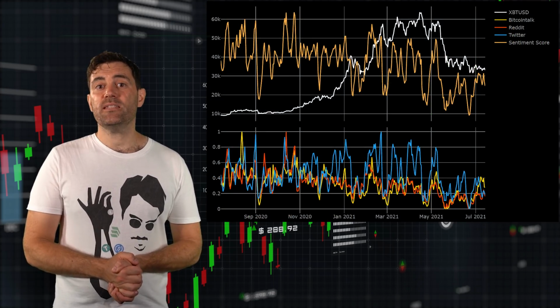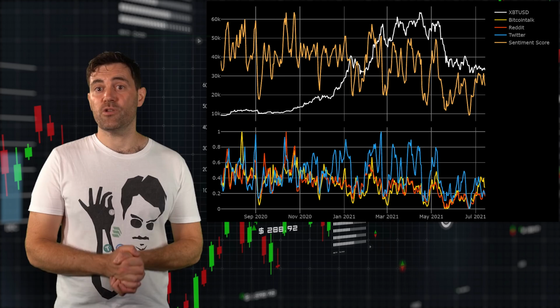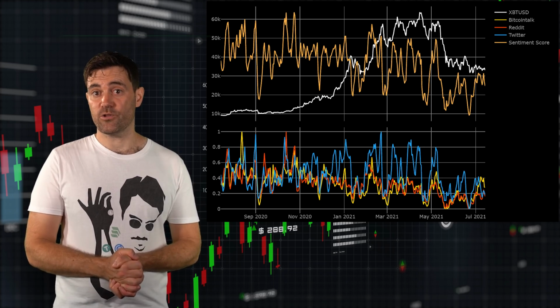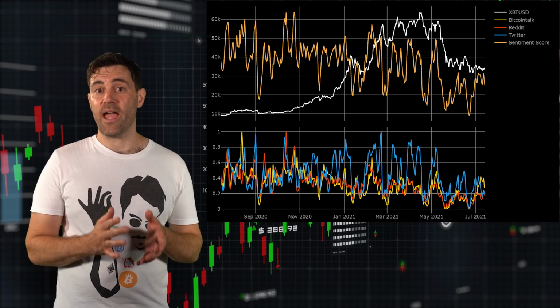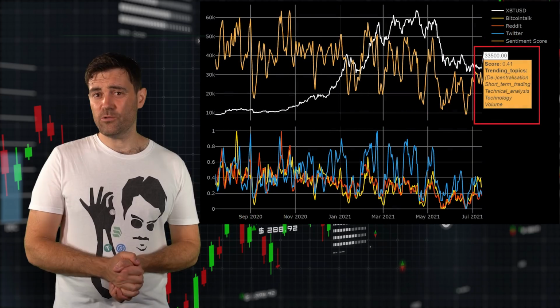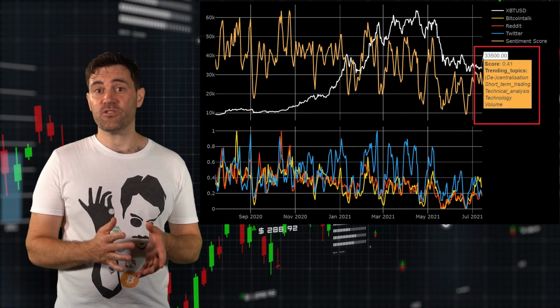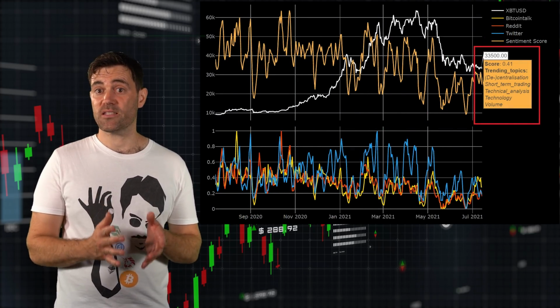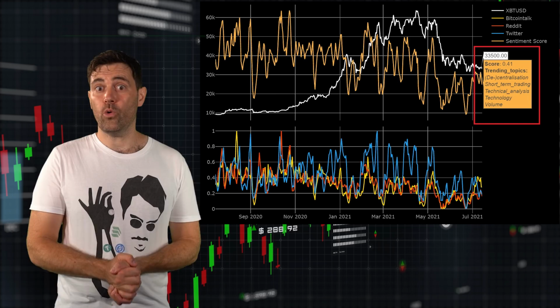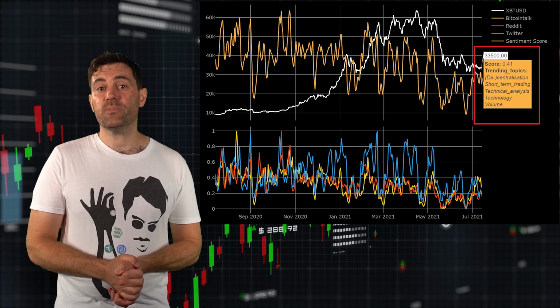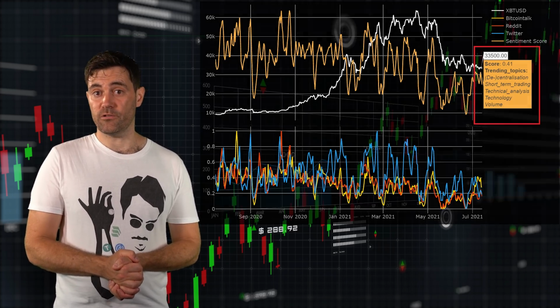As you can see, the index also includes a chart which shows you how sentiment is looking on each social media platform, in addition to their aggregated sentiment. What's cool about the Bull and Bear Index is that it doesn't just track sentiment, but it also tracks the hot topics being discussed on all of these platforms. These can be seen by hovering your mouse over the graph.